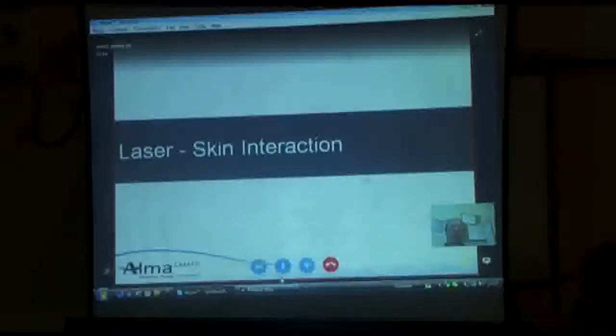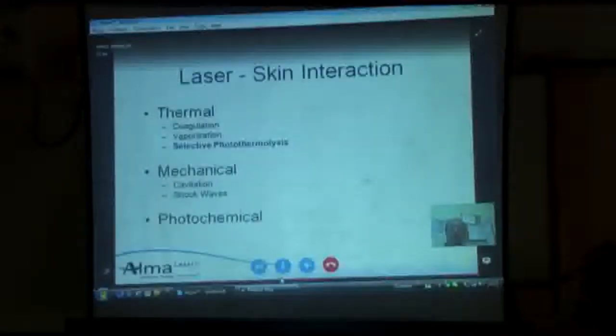What about laser skin interactions, major issues? As mentioned earlier, laser has three major interactions: thermal, mechanical, and photochemical. Thermal denotes coagulation and vaporization, which is based on selective photothermolysis. Mechanical is known for cavitation and some shock waves, and photochemical denotes some photoexcitations of biological matters that we introduce, such as ALA or PDT.